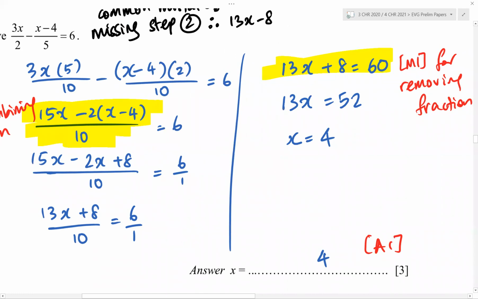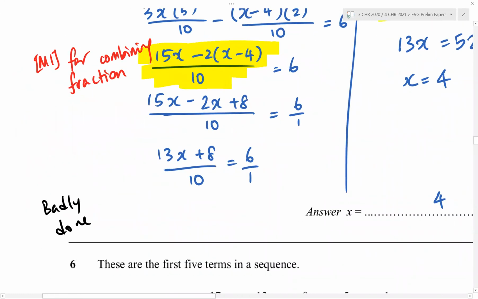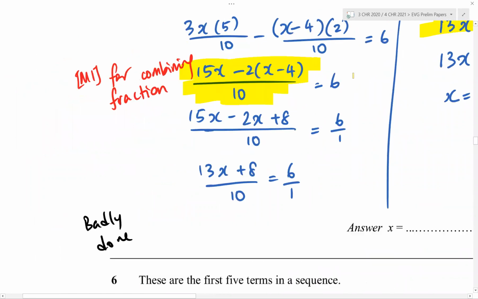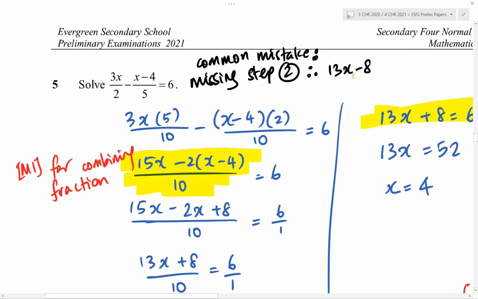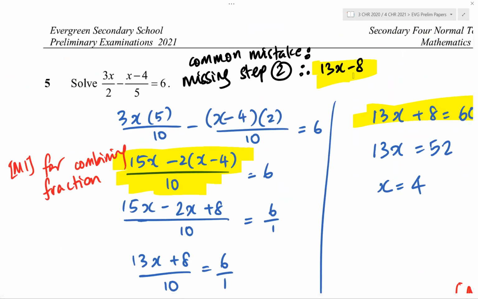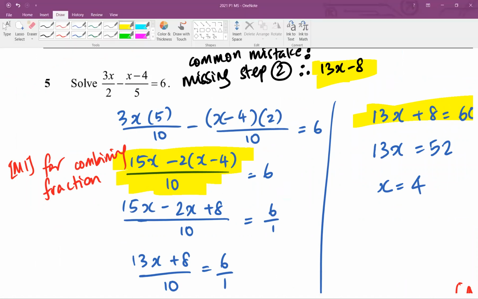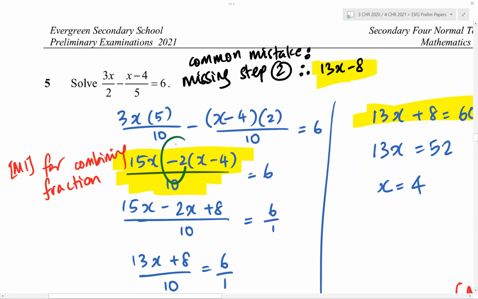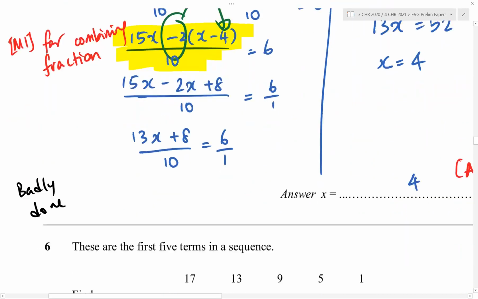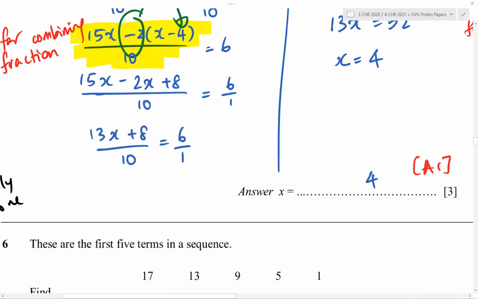Common mistake is like this. You end up with 13x minus 8. You look at your own paper. If you see 13x minus 8, you don't get that 1 mark for combining the fraction already. Because when we expand, look at the minus 2 times minus 4. It gives us positive 8, not negative 8. Okay, so final answer mark, 1 mark, total 3.